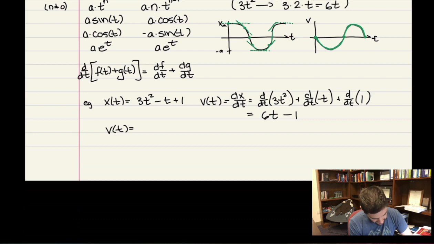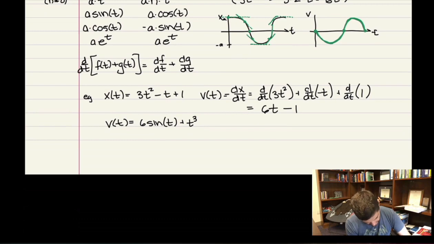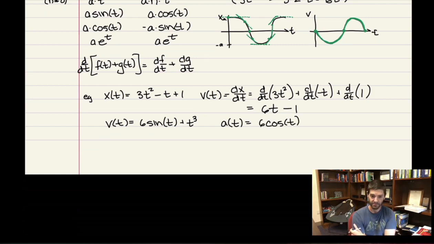If instead I say my velocity as a function of time is 6 sine of t plus t cubed, then I could say my acceleration as a function of time, which is the derivative of velocity, is the derivative of each of these terms, and then I add it together. Using my chart, the derivative of sine is cosine, so this becomes 6 cosine of t. And then the derivative of t cubed is a polynomial. The 3 drops down, and then the power becomes a 2, so this becomes 3t squared. And that is the derivative.